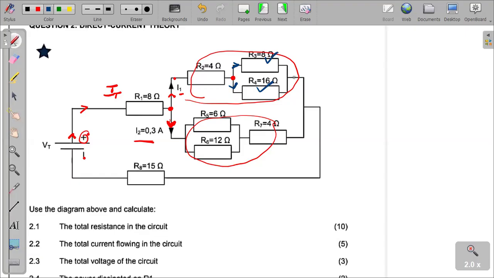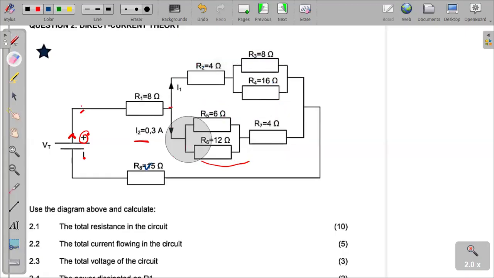Let's proceed. Of course, it's going to recombine here as it goes. Now, the same thing, let's follow I2. When it reaches this point, it's going to subdivide. Some of its current I2 will go through R5 and some will go through R6. It marks again another parallel combination. Then that's how our circuit looks. So all these parallel resistors are also in series with R1 and R8.